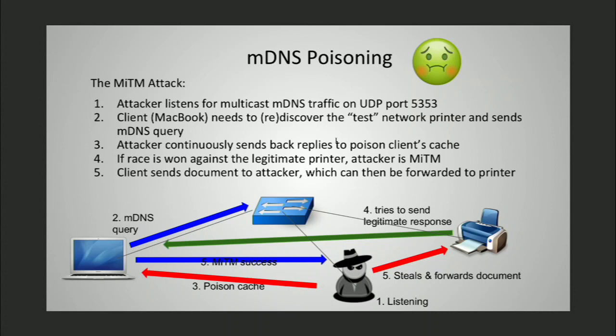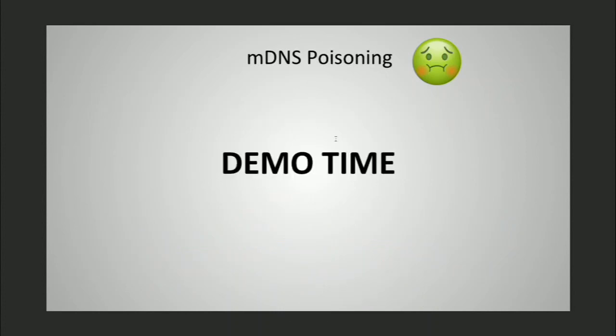And if we can win this race condition, which is really easy to do if we have already started eliciting responses before the client has even asked, by sacrificing a bit more traffic on the network, or we just flood the network with a lot of mDNS replies, then we are positioned in such a way that the victim will send the print job to us, and then we can steal the document and forward it to the actual printer, so that the victim doesn't know anything about it. And I have a demo for that.